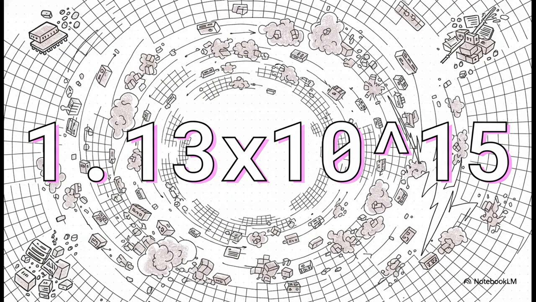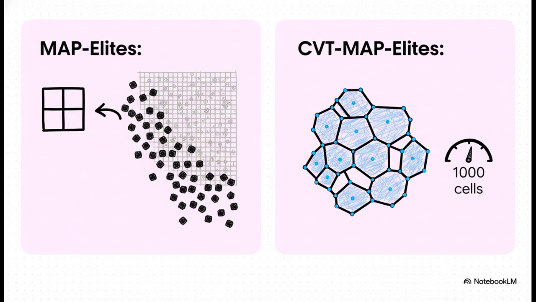Just look at this. If you wanted to map a space with just 50 different features using that simple grid, you would need, get this, over a quadrillion cells. That's a 1 with 15 zeros after it. Just storing that map would take 4 petabytes of memory. I mean, it's just no way. It's completely impossible. So how do you solve an impossible problem?